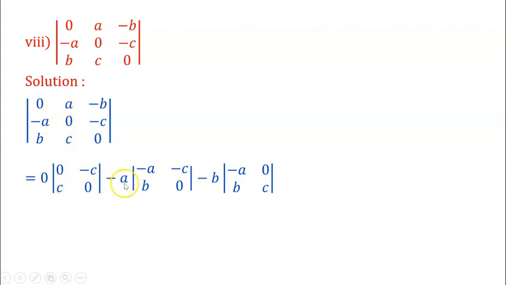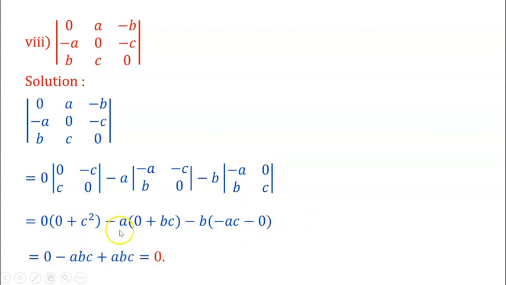Next, by default minus sign, A into. Again eliminate elements in the first row and the second column. That is remaining determinant is minus A, minus C, B 0, and the last minus B. Eliminate the elements in the first row and the third column, minus A 0, B C, and evaluate it. You will get here 0 into, in bracket 0 plus C squared minus A. This will become 0, minus minus will become plus B C, minus B, minus A into C, minus A C, B into 0, that is 0, and finally you will get here 0 minus A B C plus A B C, that is equal to 0.